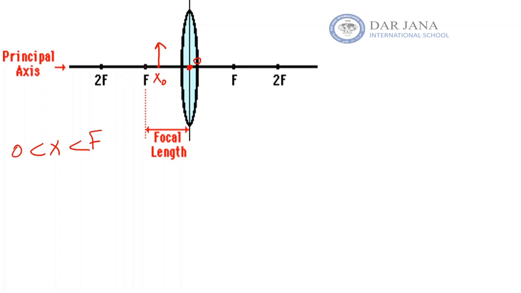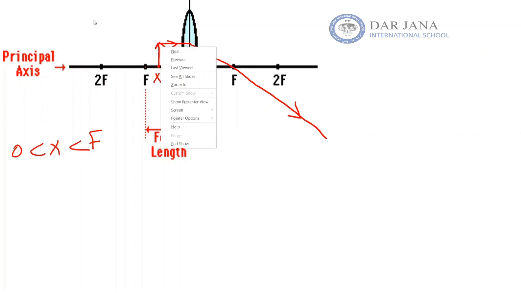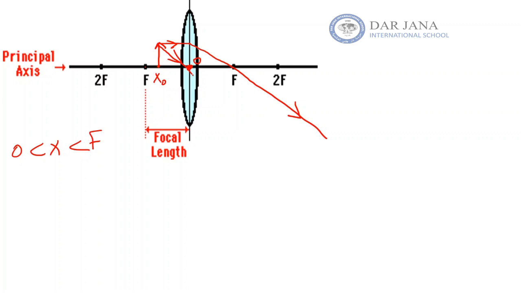I will take a parallel ray. So this is the rule. We take a parallel ray and a ray through the optical center. This one will go through F. I will take another ray now through the optical center. Okay, it should be more accurate. That's fine. But as you see, the rays will not intersect.